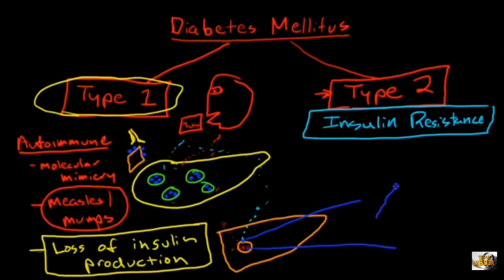Remember, on the cell membrane, we've got our insulin receptor, and we've got insulin binding with it here, and that sends out second messages to the glucose transporter and to the sodium potassium pump and to various other places within the cell.